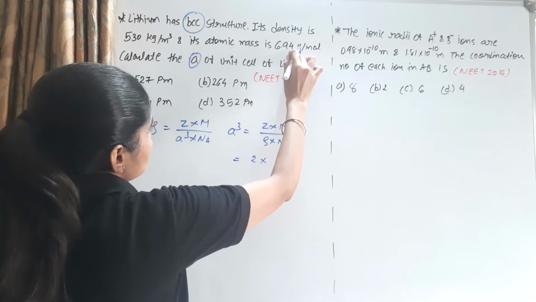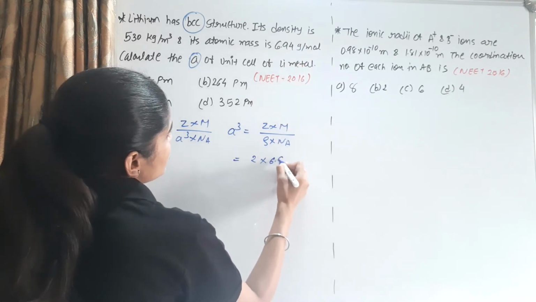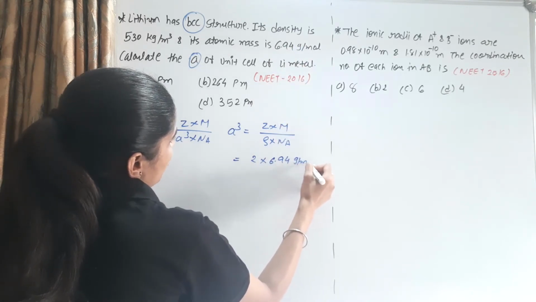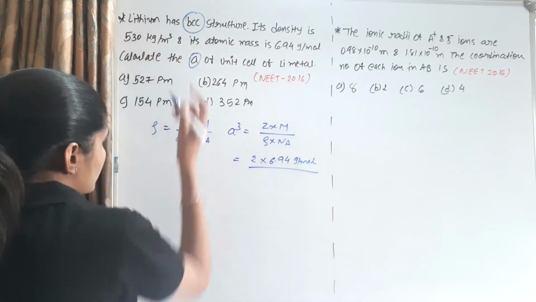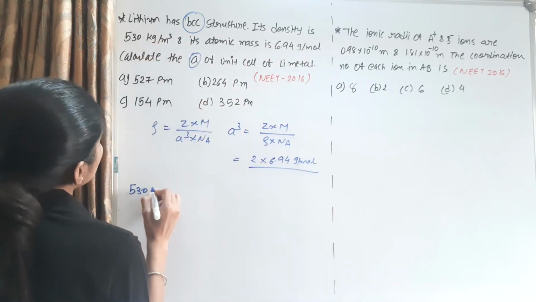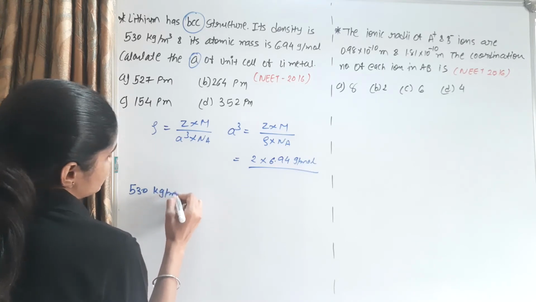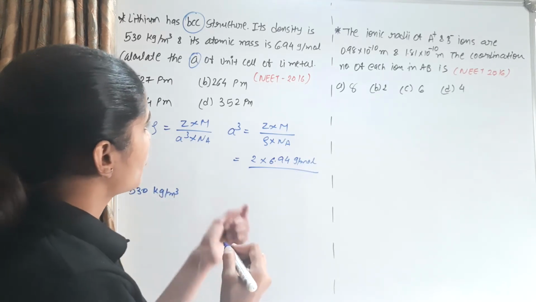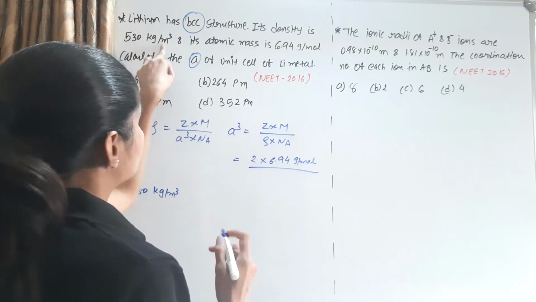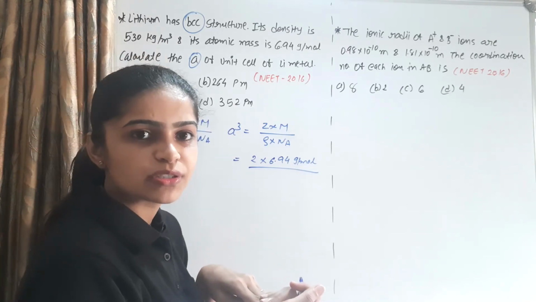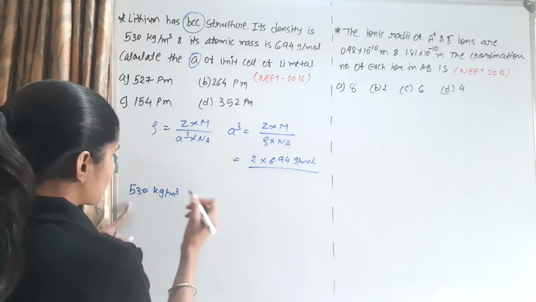Multiplied by the molar mass 6.94 gram per mole, and the density given is 530 kilogram per meter cube. But we need the answer in picometers, so we convert kilogram per meter cube into gram per centimeter cube. How do we convert to gram per centimeter cube?